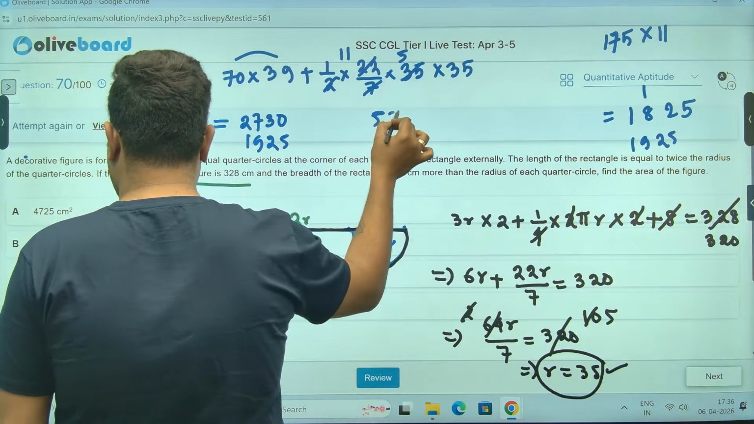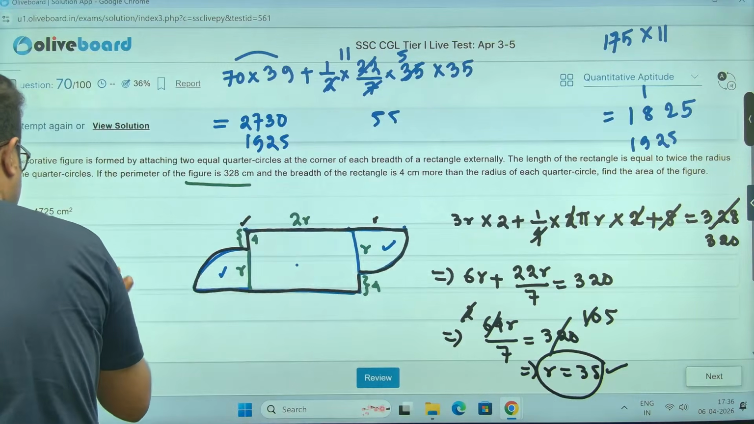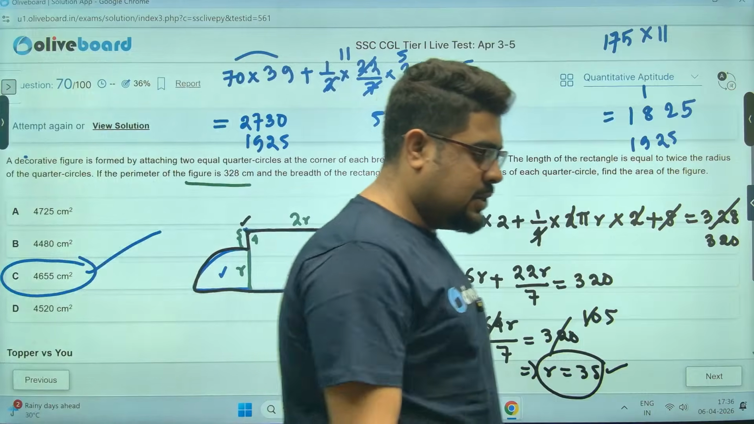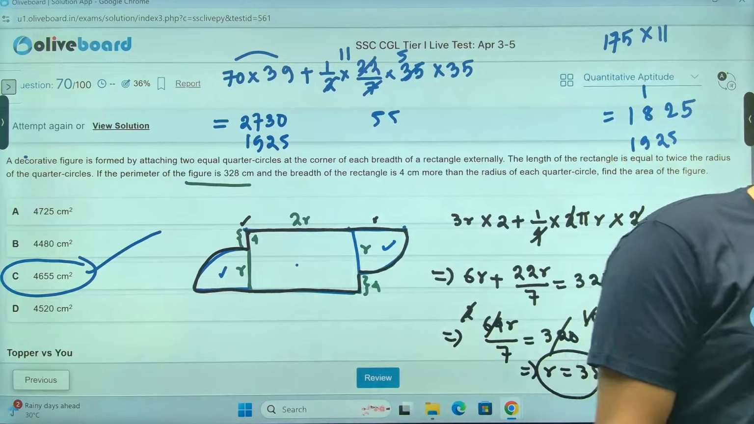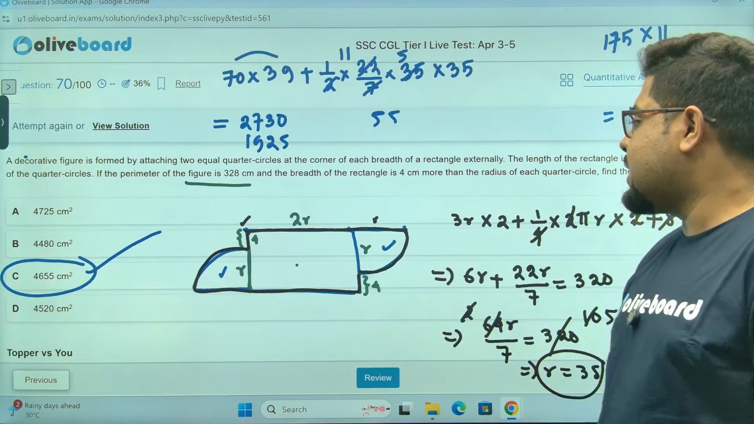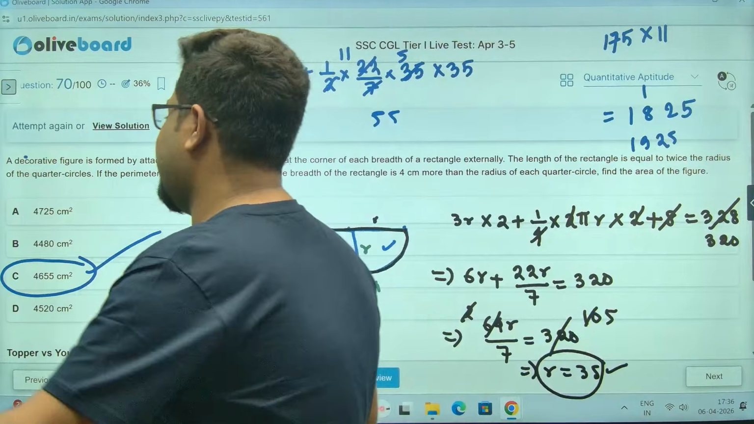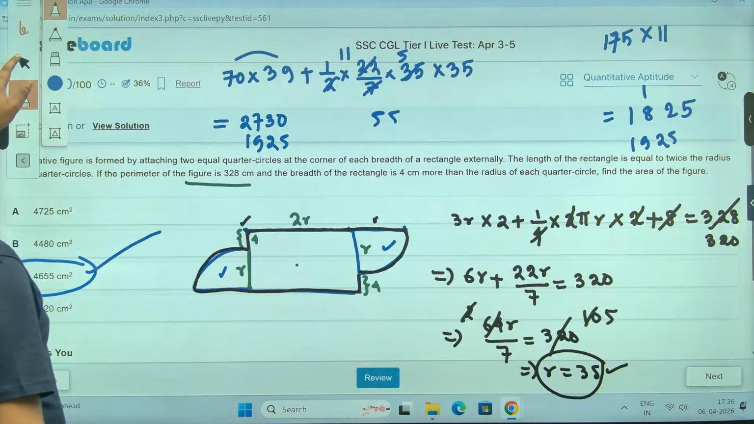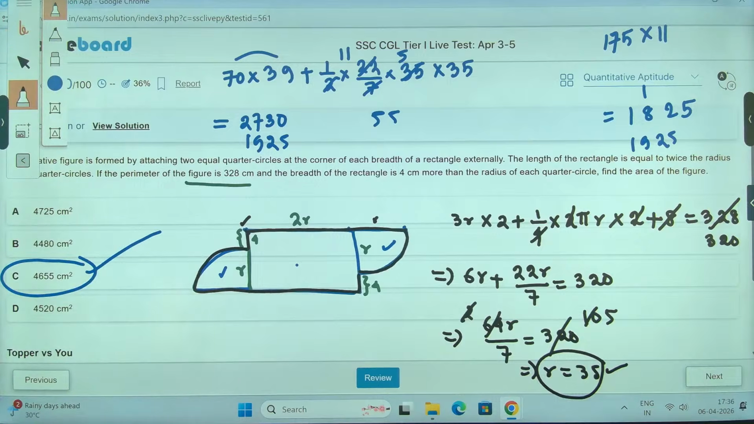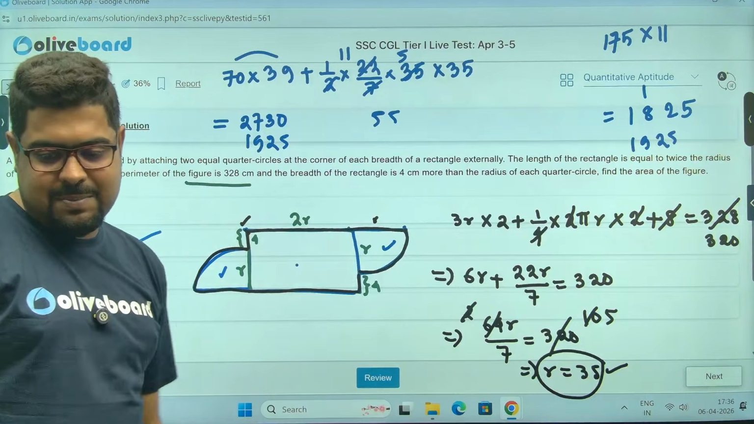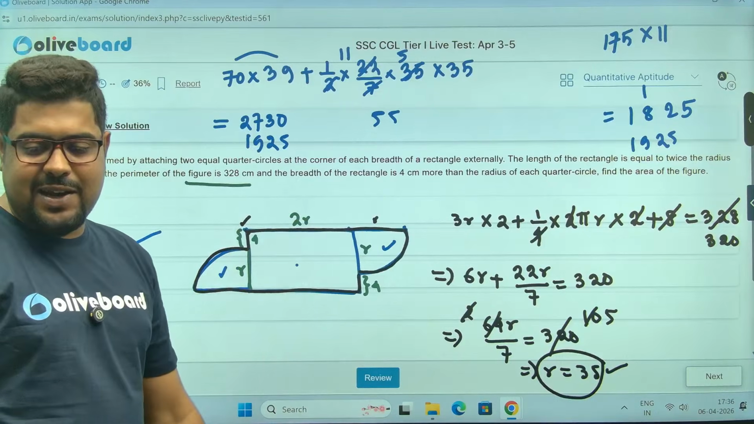So last में 55 will be there. So option C only has 55 at the end. So that has to be my answer. That has to be my correct answer. Correct. So it was a little calculative, but again, they have every right to give us a little calculation at the end, sir. Because all the other questions were very, very simple. This was one good quality question.